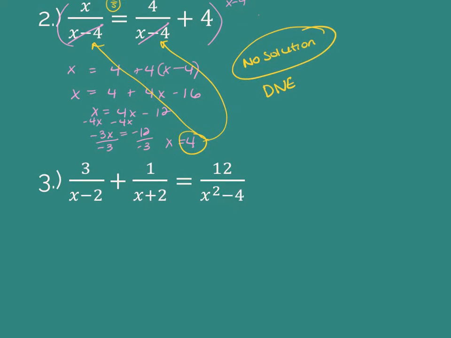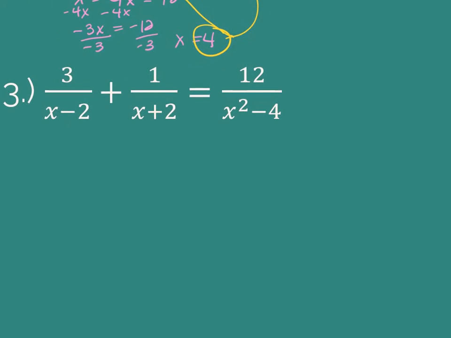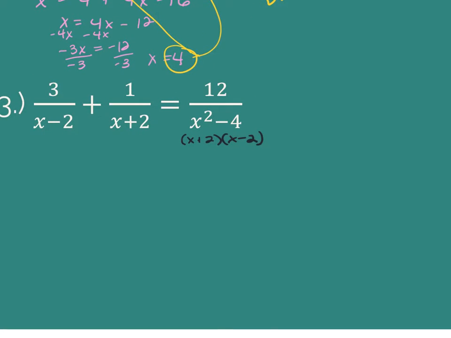All right, number 3. What's my least common denominator? Well, first I have to factor this: x plus 2, x minus 2. Now, what's my least common denominator? x plus 2, x minus 2. So from the first one, the x minus 2 is going to go away, but the x plus 2 stays. From the second one, the x plus 2 goes away, x minus 2 stays. And the last one, both of them cancel out.